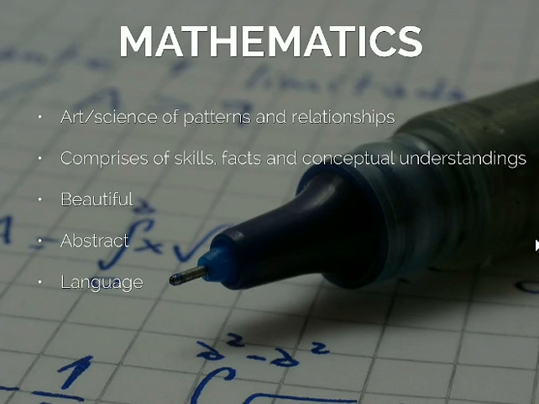So, in my opinion, here's some things around mathematics. I do believe mathematics is a bit of an art. I believe it's very beautiful. It's an abstract notion, mathematics itself in its purest form. It has its own language and comprises the skills, facts and conceptual understandings that underpin what we call mathematical work. So this is the doing. It's typically referred to as the science of patterns and relationships.